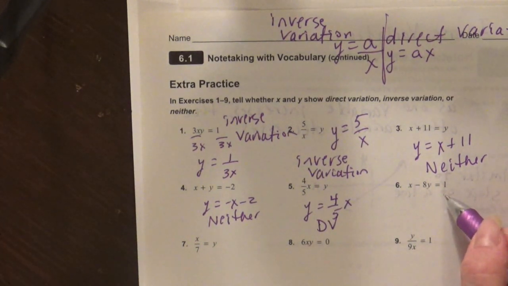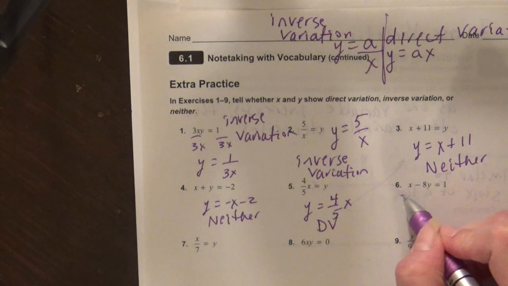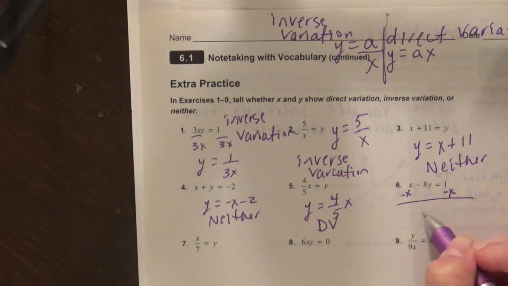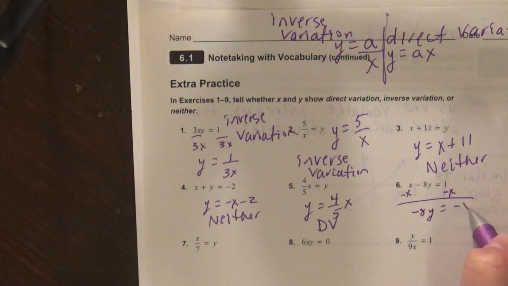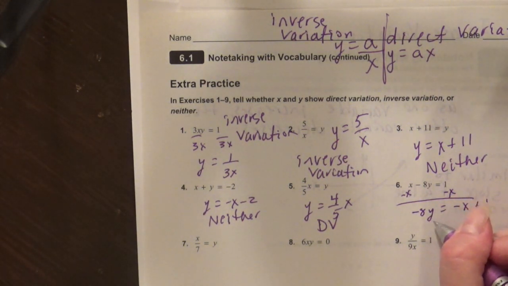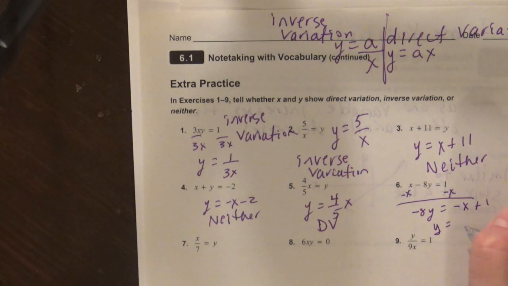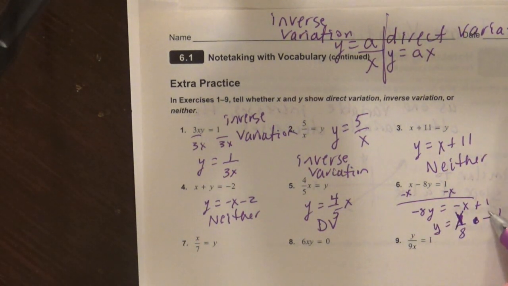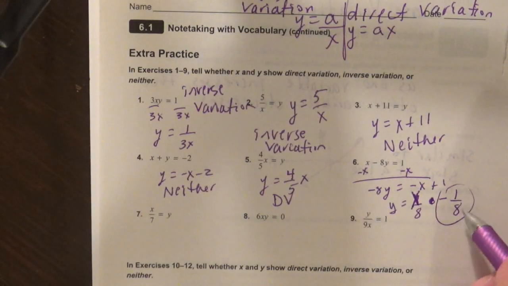Number 6, I need to solve for y. So I can subtract x on both sides. So I have negative 8y equals negative x plus 1. Divide both sides by negative 8. And that gives me y equals positive 1/8 x, or x over 8, either way. And then that would be minus 1/8. Because I've got this extra term out here on the side, this is neither.